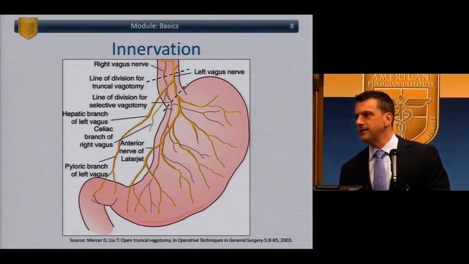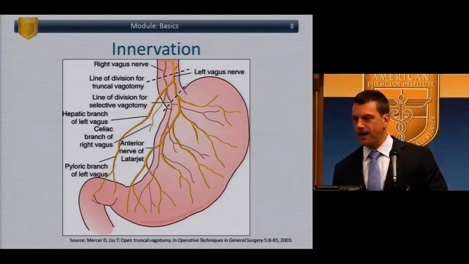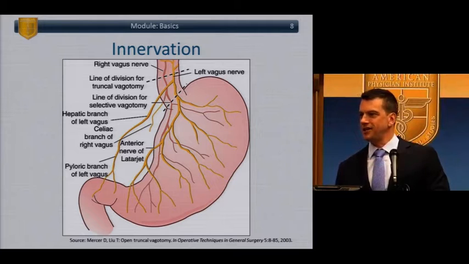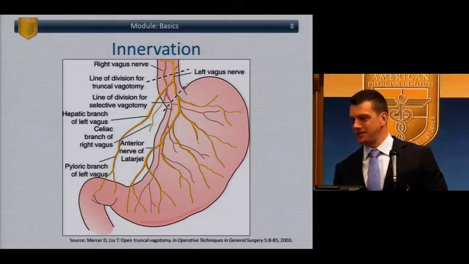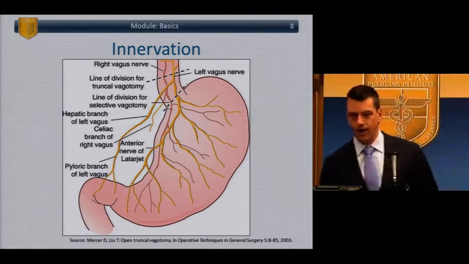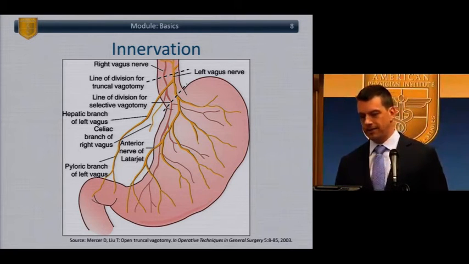The innervation of the stomach is from the vagus. A little mnemonic to remember is left anterior, right posterior, or LARP, which will help sort of figure out the rotation. So the left vagus nerve comes down and rotates anteriorly. The right then ends up in a posterior position.